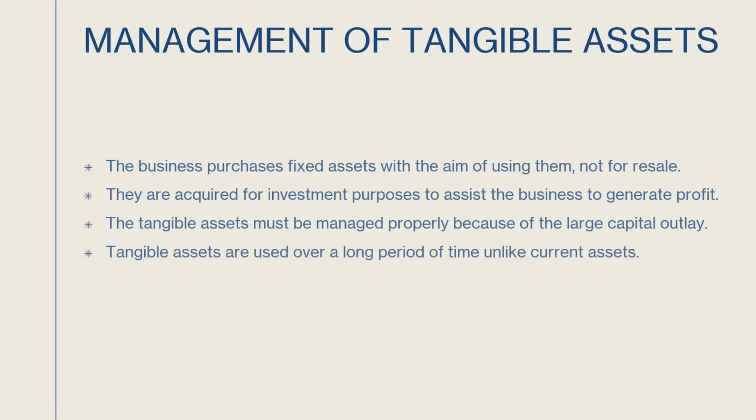Okay, so tangible assets are used over a longer period of time, unlike your current assets. Remember, any asset that we are going to be using for longer than 12 months is going to be classified as a tangible or a fixed asset. And any asset that is liquid and can be turned back into cash within a period of 12 months will be classified as a current asset.